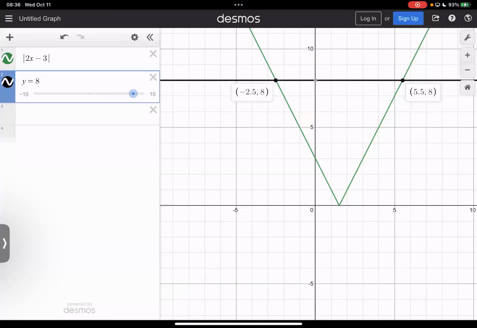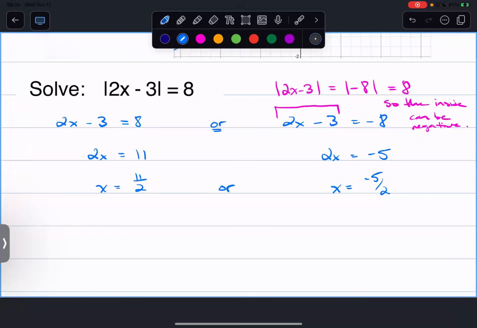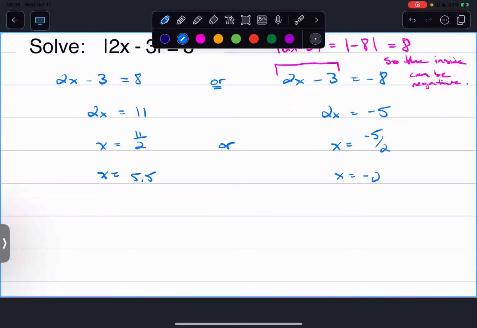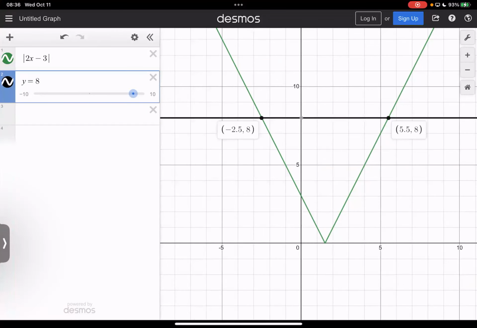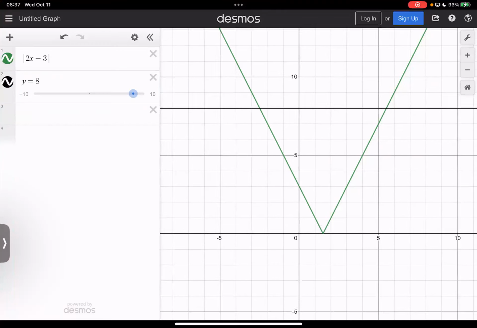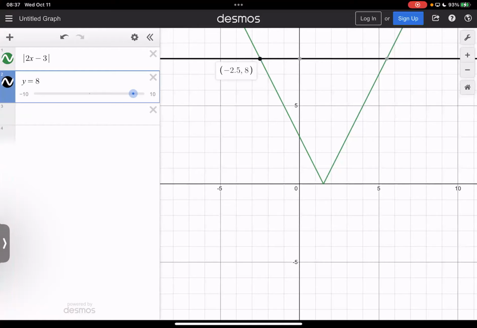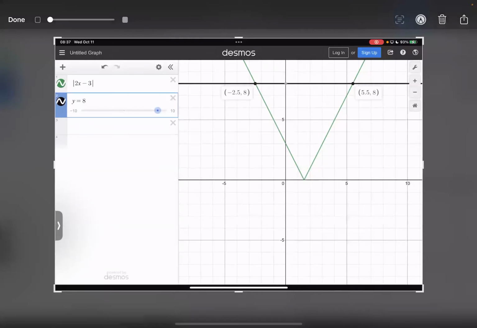It returns 8 at negative 2.5 and 5.5, which, if I have my trusty calculator, I hope. Well, I'm pretty sure, feeling good about this on negative 2.5. How about 11 over 2? Is it 5.5? Mhm. Nice. How about x is 5.5 and x is negative 2.5? So graphically, what we're looking at is this. Want to make my screenshot as little as possible.